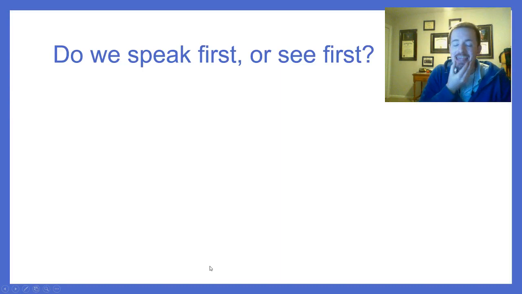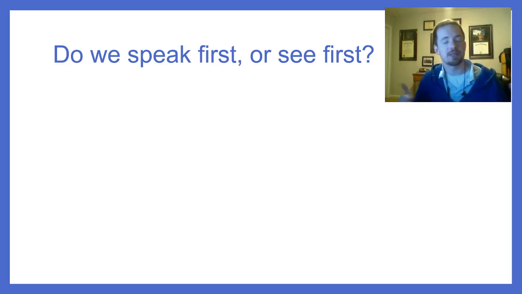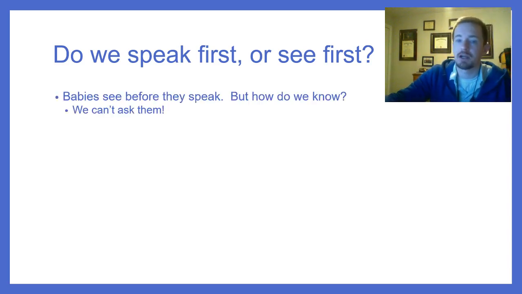So if I were to ask you, do we learn language first or do we see things first? The answer seems pretty obvious, right? Oh, well, we can see things before we can speak. Obviously, right? Because you don't really speak until you're what, 1.5, 2 years old? You can see before then, right? But the question then is, how exactly do you know that? How do you know that you can see before that? Because I can't ask you as a baby if you can see, right?